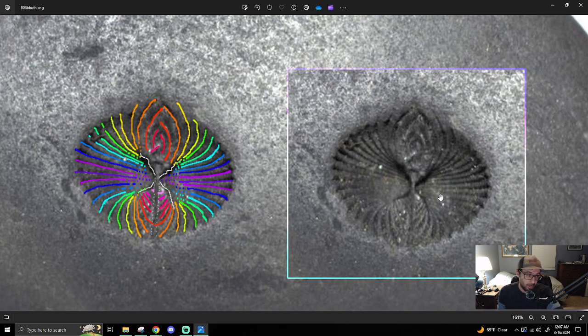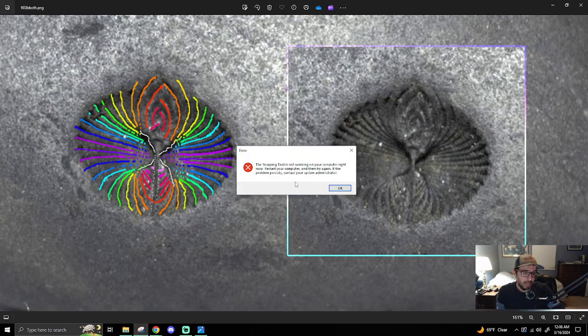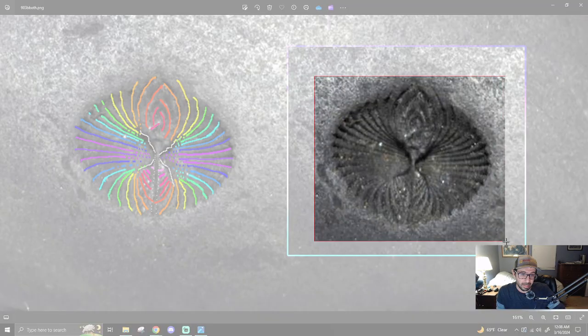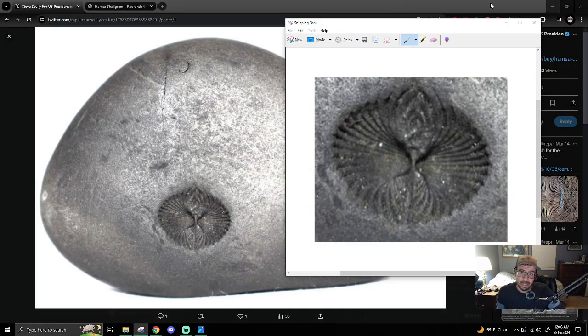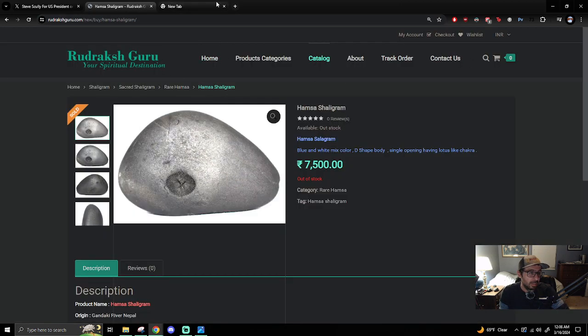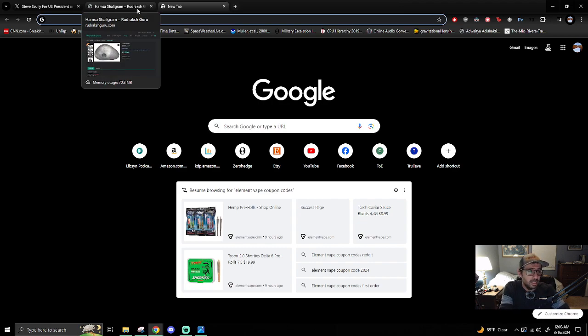So, I guess we might as well look at this one. I've been looking at this, and I'm like, okay, first of all, this is not how ammonites are structured. I did one of these. And also this is where this is from. I'll link this from Rudraksh Guru, who was kind enough to give me permission to publish images, which this one looks like it probably deserves mentioning.